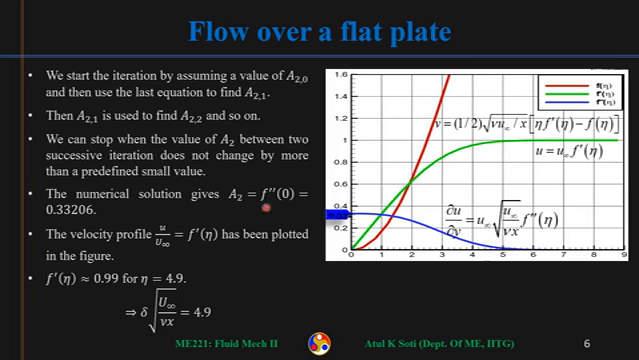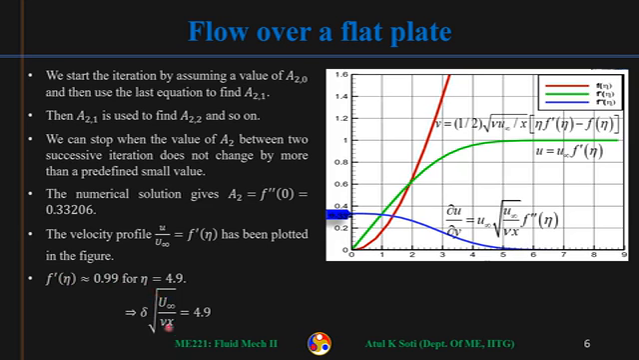After getting that a2, we can plot this, or tabulate the values of u by u infinity, and you will find that u by u infinity is close to 0.99 when eta is 4.9, somewhere here. So when eta is 4.9, u by u infinity is 0.99, that is, we have reached the boundary layer thickness the way we had defined. So eta is 4.9 and y should be equal to delta. Eta was y into this thing, but y should be equal to delta because we have reached the end of the boundary layer.